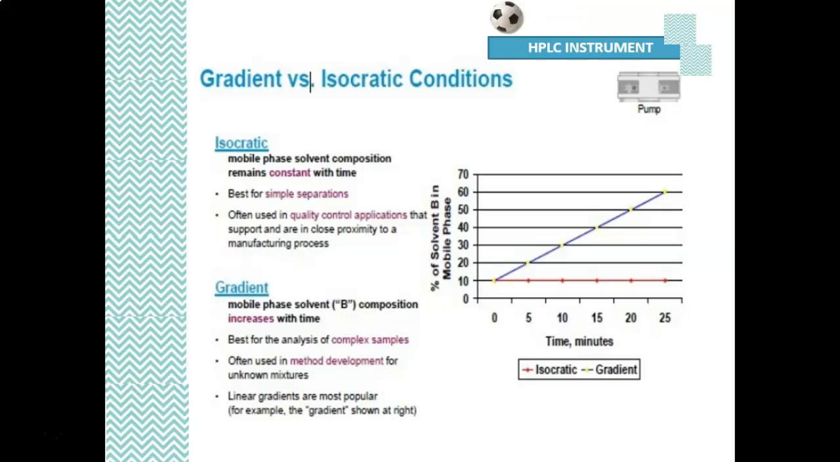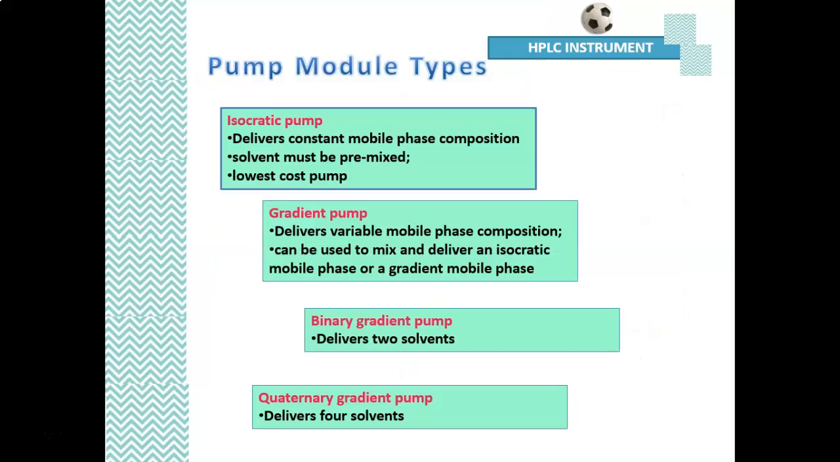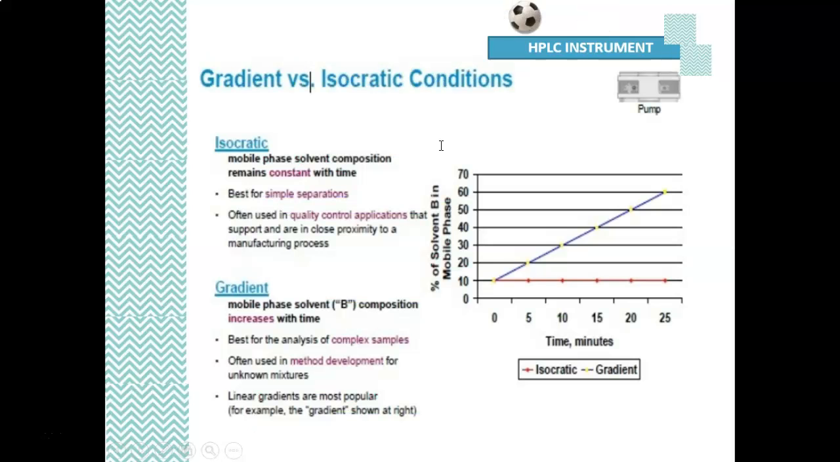Okay, we look at the gradient versus isocratic condition. For the isocratic condition, we can see the red line here, because isocratic, it suits mobile phase solvent that remains constant with time, and because it delivers constant mobile phase, it is best used for simple separation, so often used in quality control applications that support and are in close proximity to a manufacturing process.